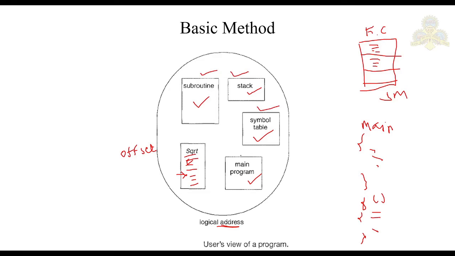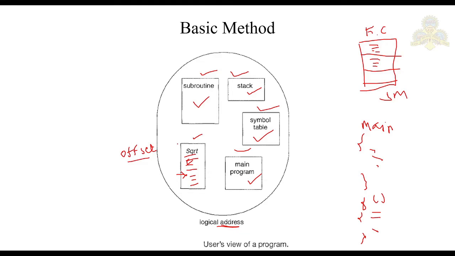Segment 0, segment 1, 2, segment 3, and segment 4. So the program is divided into 5 segments, and if you want to execute a particular instruction, how can you find it? It is by the offset. Then how do you find it?